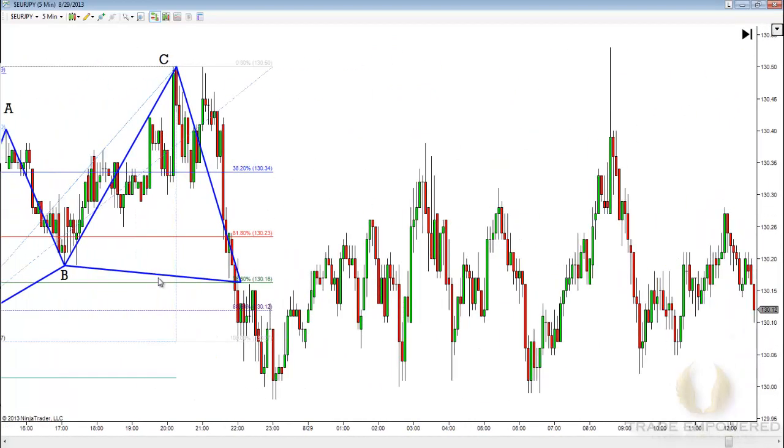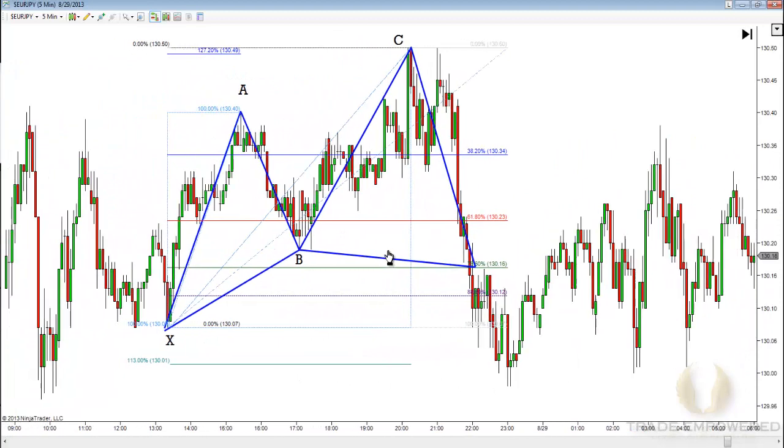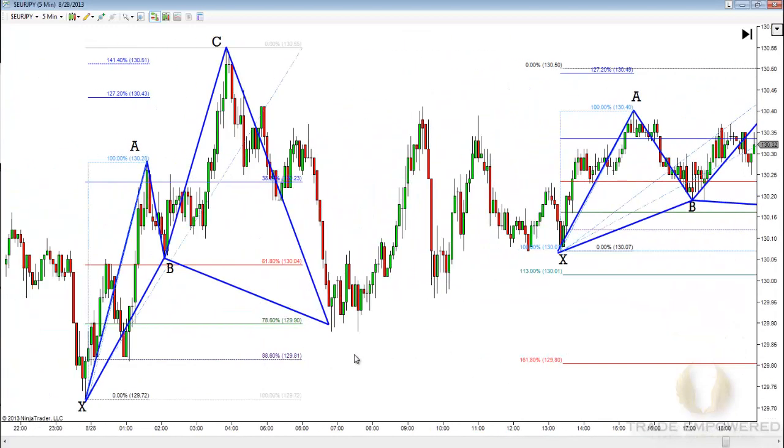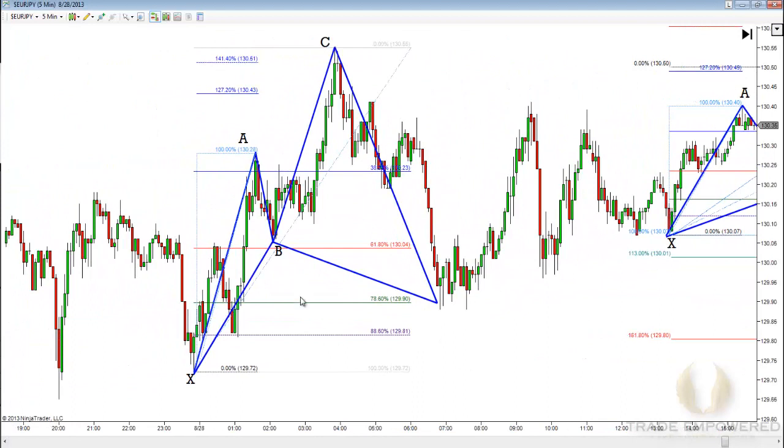Find one of the many we identified. This would be a perfect example of a losing one. You can see we spiked down past the 113. So this would have been a loss. And this would have been a perfect one. So again, our entry point would have been right here, right at our 786. Our stops need to be below X.